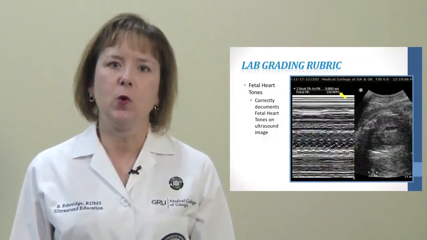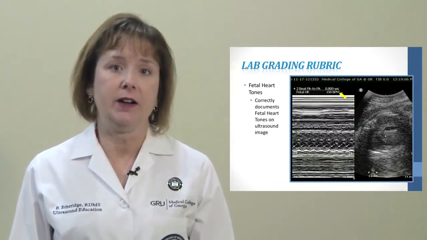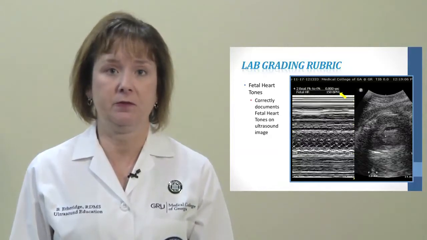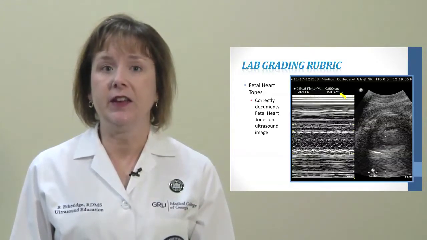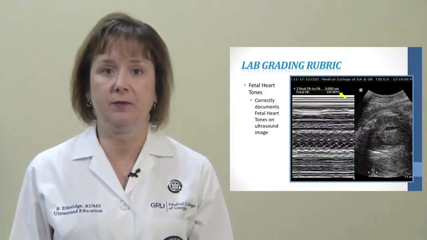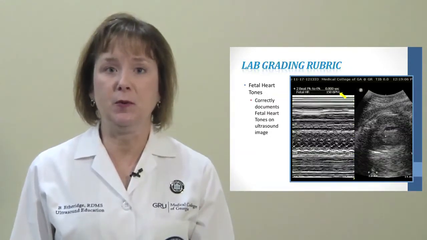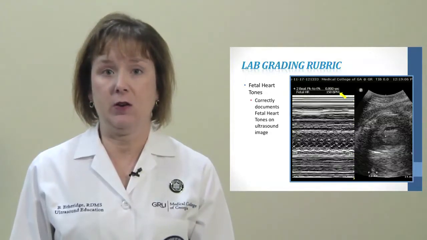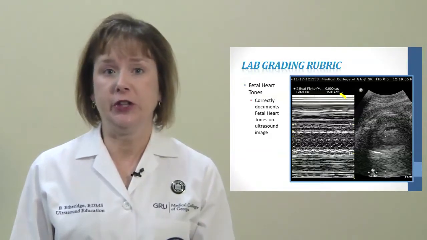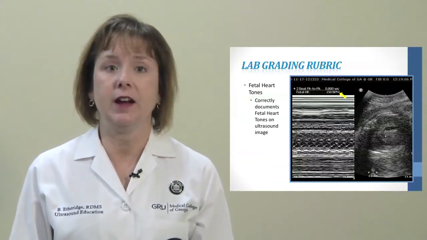Here is the M mode recording and image that you should acquire. This corresponds to the grading rubric item that asks you to correctly document fetal heart tones on the ultrasound image. You can see on the left side the calipers are placed on one peak and measured over to the second peak. This correlates to a fetal heart rate of 150 beats per minute as denoted with the yellow arrow. Notice that the M mode cursor or dotted line is placed through the chest and heart of the fetus to get this heart rate as seen on the right side of the image.